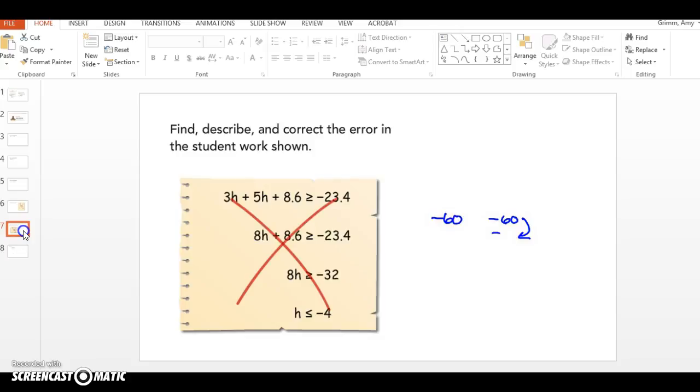See if you can find the mistake on this one. All right, who thinks they found the mistake on this one? Great. You're not supposed to flip the sign because you're not dividing by a negative number. Very good. So right here, you divide by +8. +8 does not reverse the sign. It should have stayed the same. Okay? Very good. So the last slide is going to be practice. So go ahead and get your whiteboard supplies.